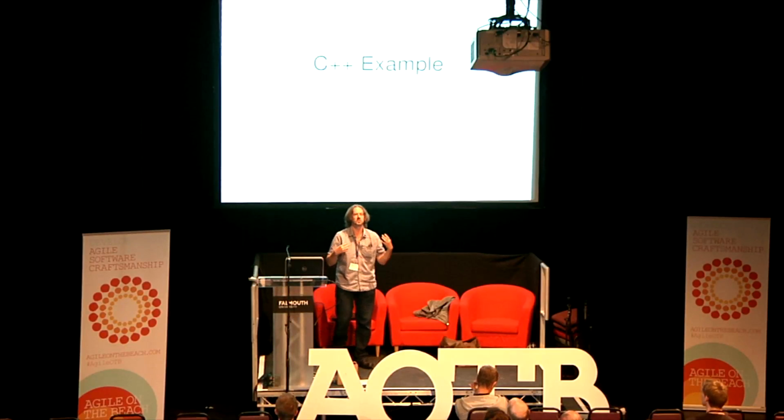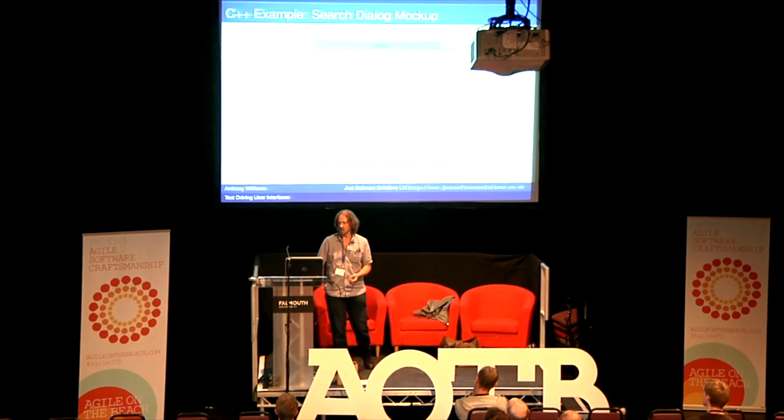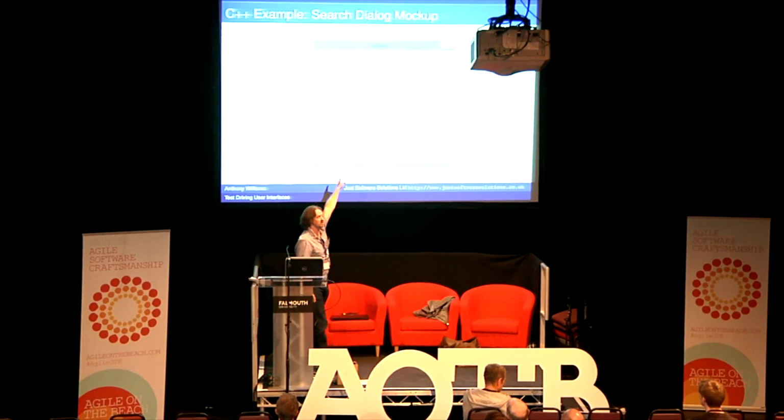Okay, so now we're going to move on to a C++ example. Again, thinking a simple search, just to give the contrast between the JavaScript and the C++. We have a dialog box, and we've got a search term put in at the top, a button to click, and somewhere for the results to go.